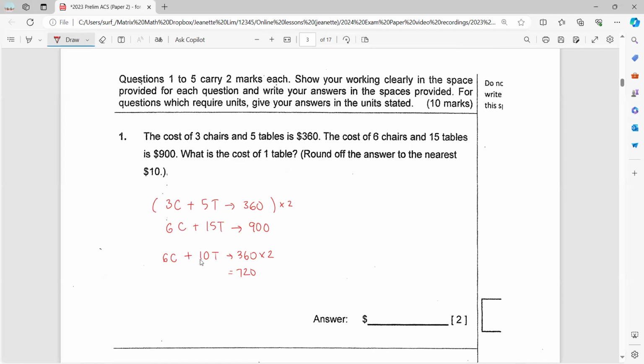Next, let's compare 6 chairs, 15 tables, and 6 chairs, 10 tables. The difference is 5 tables. So I'll find the difference, which is 180. Now, what is the cost of 1 table? So 1 table will be 180 divided by 5. And this will give us $36. But they say round it off to the nearest $10. So this will be $40. Okay, so answer is $40.